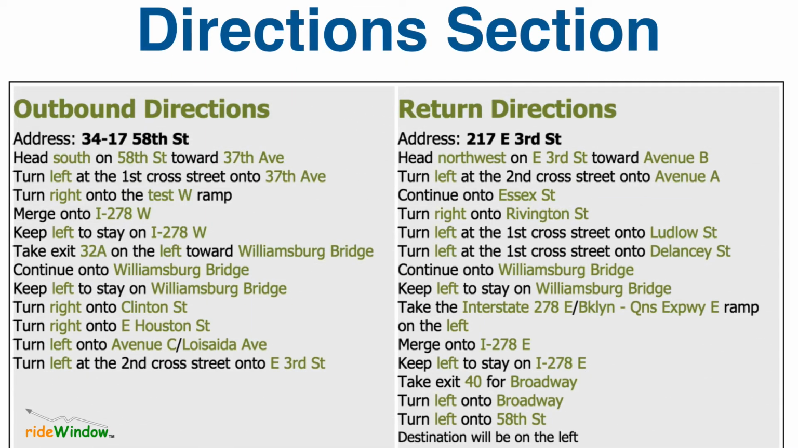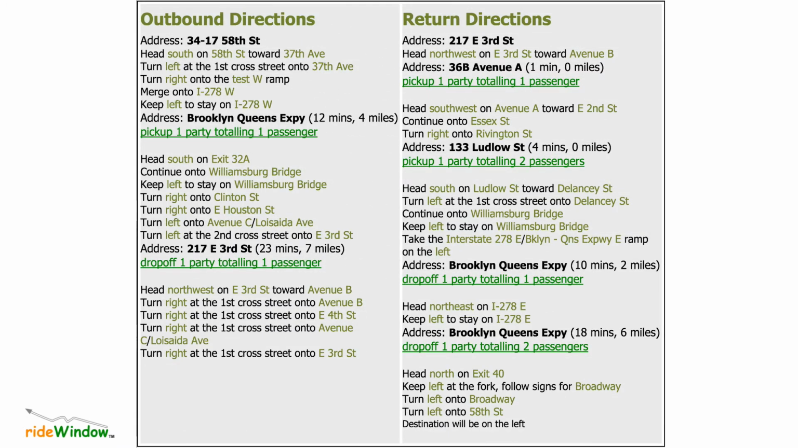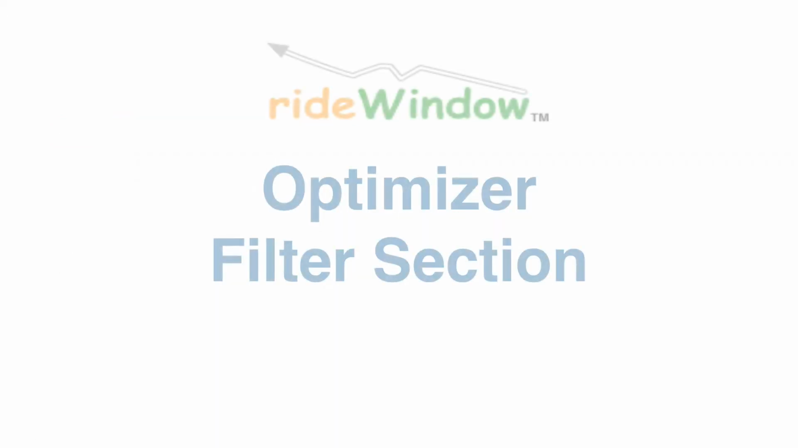The directions section shows outbound and return, turn-by-turn directions. When a passenger selection has been made, the directions will include pickup and drop-off information with links to the pickup or drop-off position on the map.